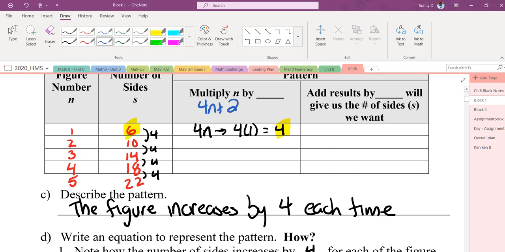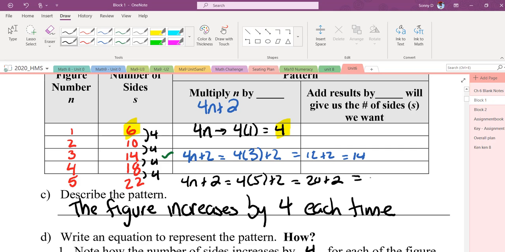Let's test it out with the third spot. If our formula is 4n plus 2, you go 4 times 3 plus 2, so that's 12 plus 2, that equals 14. It works. You can try it with another one. Try it with the 5. 4n plus 2 equals 4 times 5 plus 2, which is equal to 20 plus 2, which is equal to 22. It works.